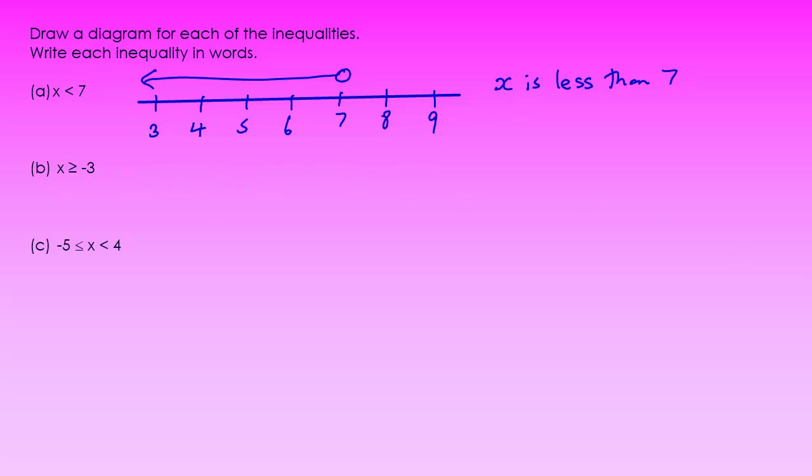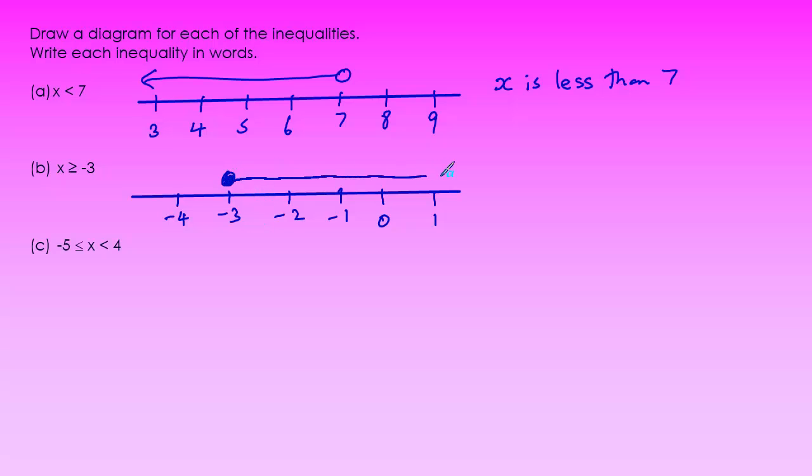X is greater than or equal to -3. So once again, draw a number line. Let's put -3 maybe here. So -4 would go here. -2, -1, 0, 1. And it's a greater than or equal to. So I want a filled in circle. And greater than means we extend in this direction. So x is greater than or equal to -3.